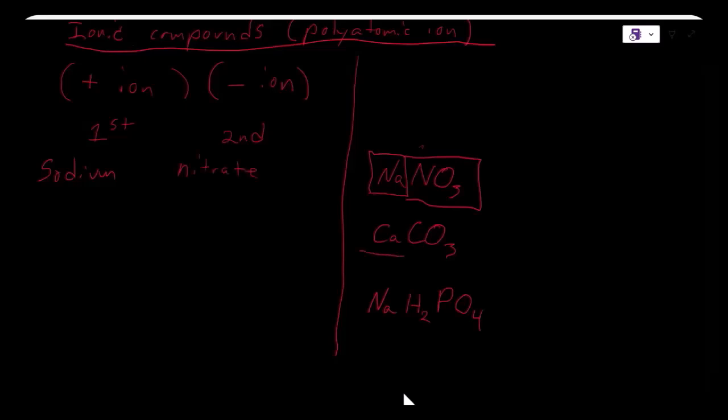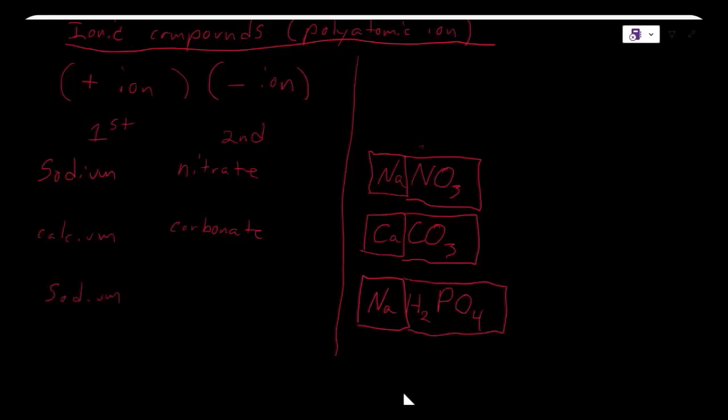We can break this up into 2 parts as well. The positive ion would come from the metal calcium, so we write calcium. The negative ion is carbonate. Going below this, we can break this up into 2 parts. The sodium ion comes from the metal sodium. The negative ion is dihydrogen phosphate.